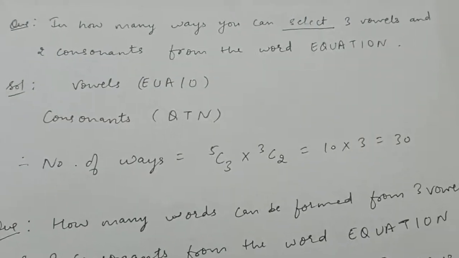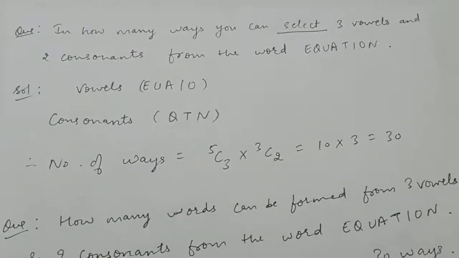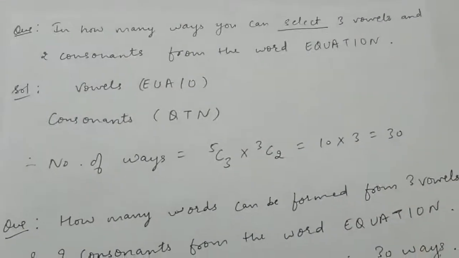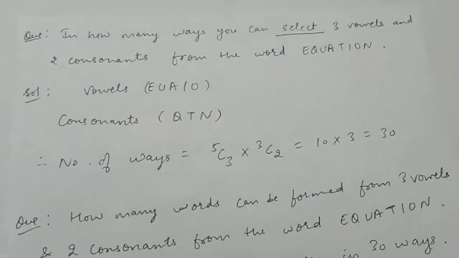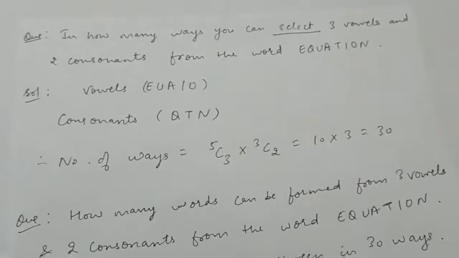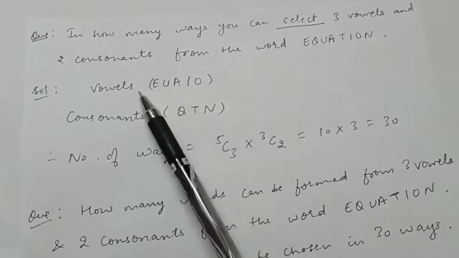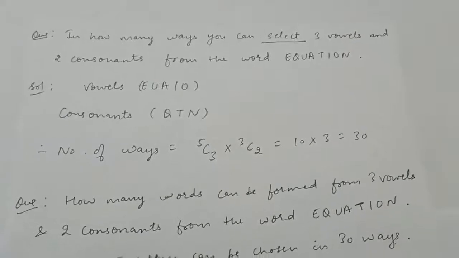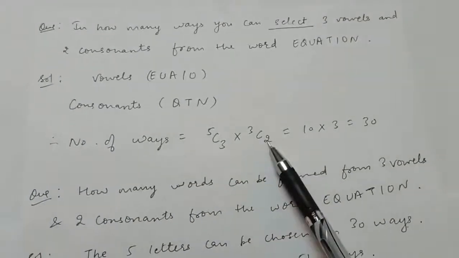Now, in how many ways can you select 3 vowels and 2 consonants from the word combination? Now see, this is the case of selection. We just have to select. They have not asked how many words can be formed. They have just asked in how many ways we can select. So this is a question of pure combination. So in the word, these 5 vowels are there and 3 consonants are there. Out of these 5 vowels, we want to select 3, which can be done in 5C3 ways, and out of 3 consonants, we want to select 2 consonants, which can be done in 3C2 ways, right?